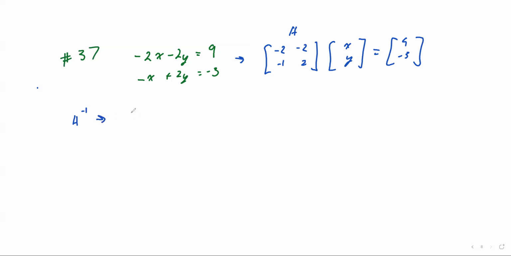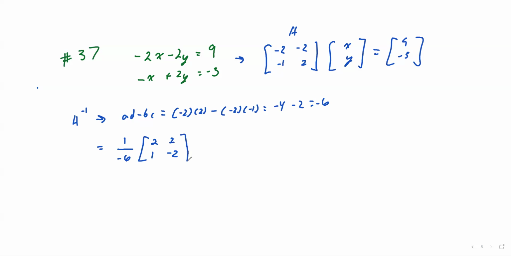By doing that, the first thing I need to do is AD minus BC. So in this case, that's -2 times 2 minus -2 times -1. That would give me -4, and that would give me -2, so that would give me -6. So this would equal 1 over -6. Switch the places of your A and D, so this is now a 2 and this is a -2. Change the sign of your B and C, so this is a 1 and this is a 2.